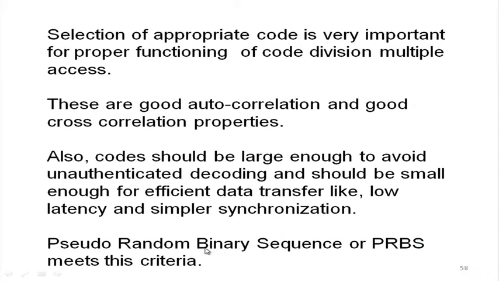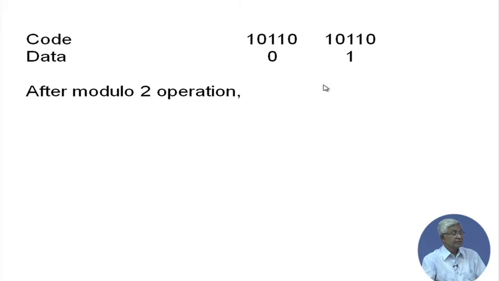Now, the PRBS or pseudo random binary sequence meets this criteria many times. I hope you are familiar with the PRBS. We will just briefly tell you about that. Let us say data is 0 and 1, and for 0 I have made a 5 bit code, 10110, and for 1 the code is inversed after modulo 2 operation.